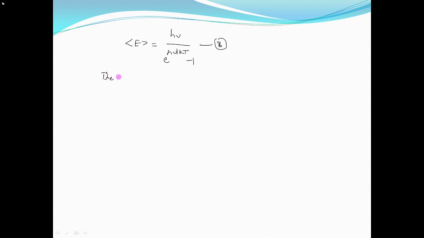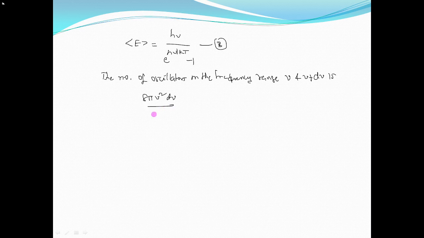Now the number of oscillators in the frequency range nu and nu plus d nu is given by 8 pi nu square d nu by c cube. This is equation number 4. So why am I calculating all these? In order to calculate spectral energy density.